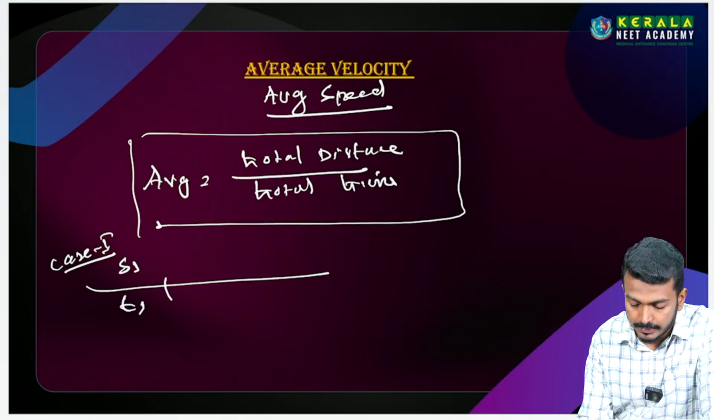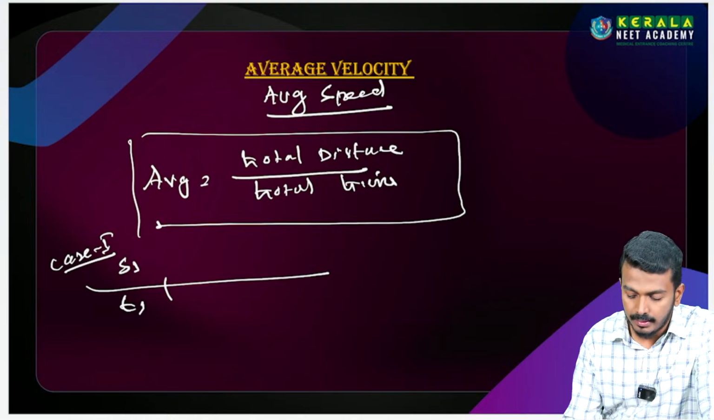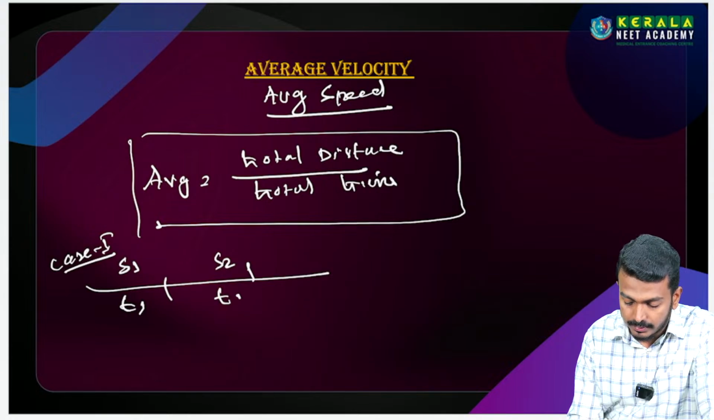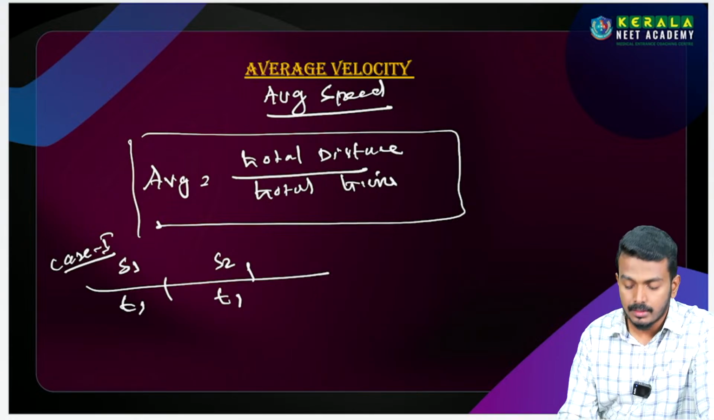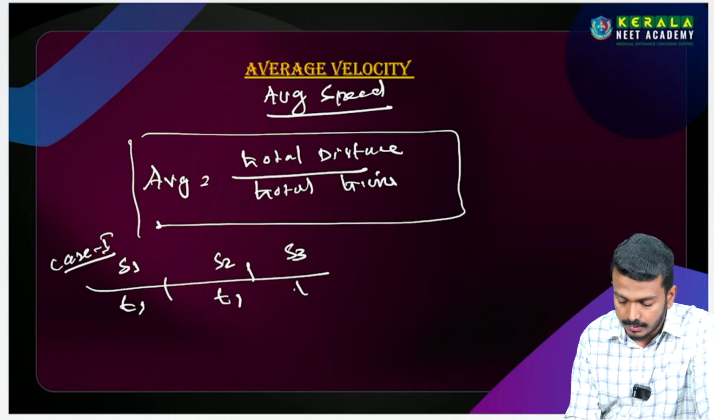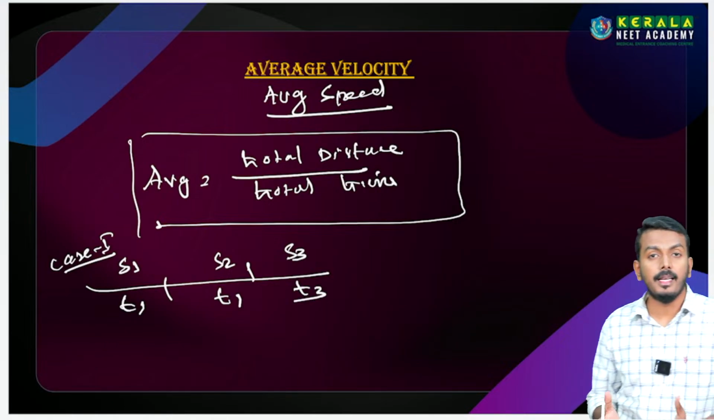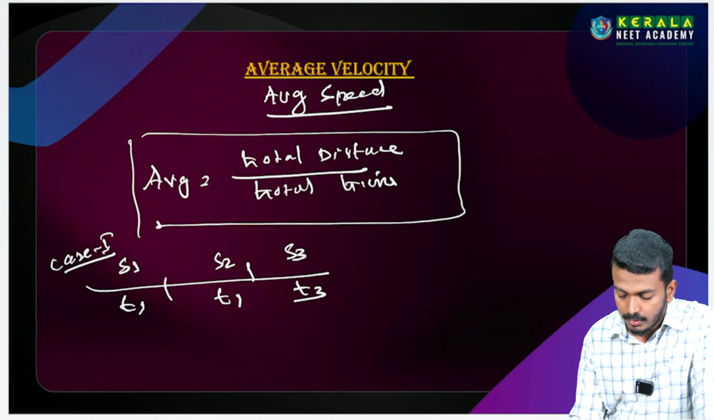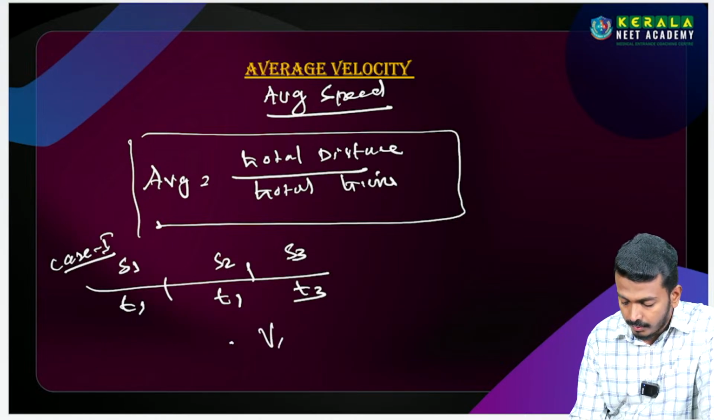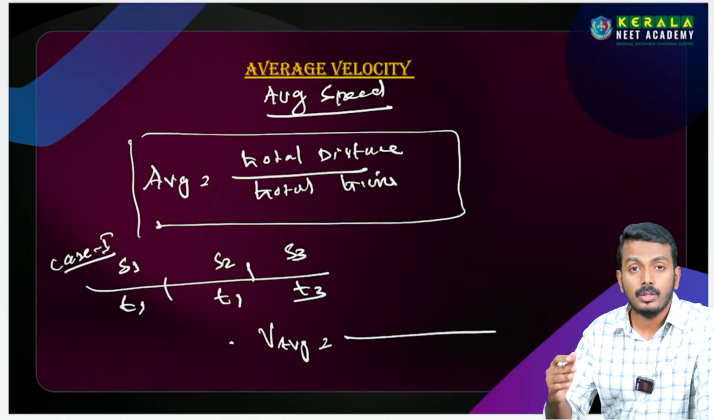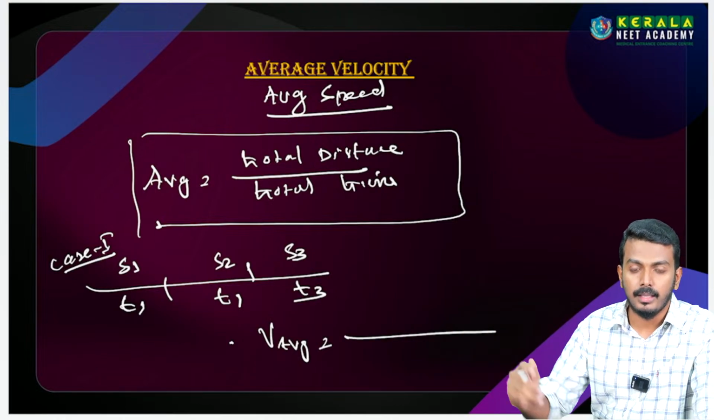distance traveled in a time what? T1. Second distance means S2, distance traveled in a time taken T2. Next distance means S3, distance traveled in how much time? T3 time. Then tell me, what is the average velocity of the journey? Very easy. Average velocity, we have only one formula. What is the formula? Total distance traveled by a body to the total time taken.